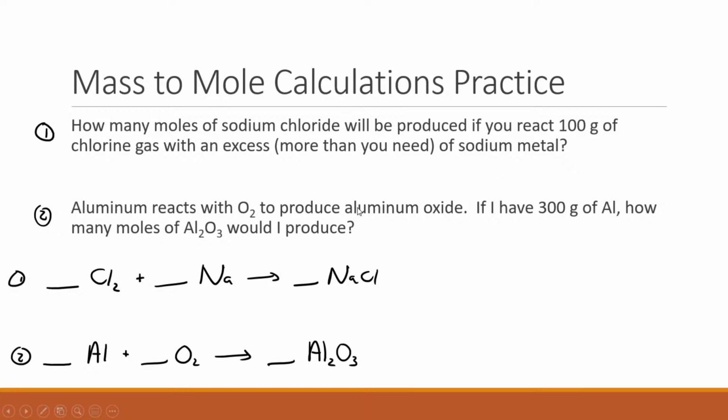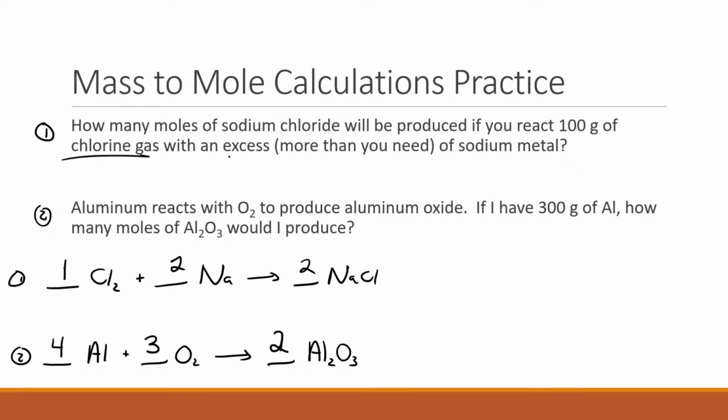Here, our first step is to balance our equations. We're going to start with a 1, 2, 2 ratio for number 1. To balance the second one, we're going to need 4, 3, 2. So once the equations are balanced, we can start looking at what they give us.